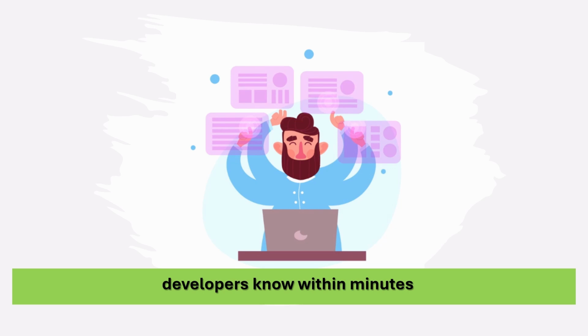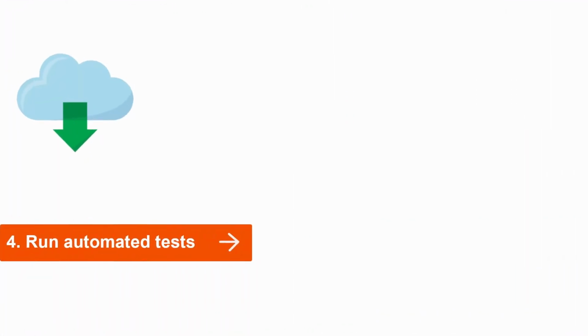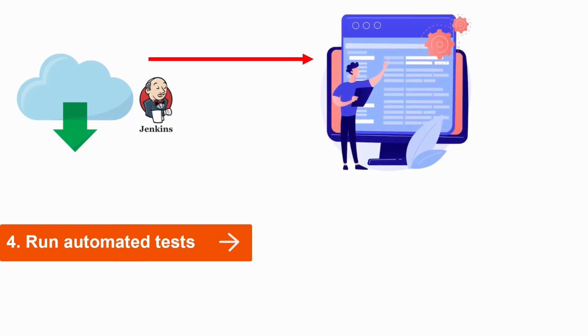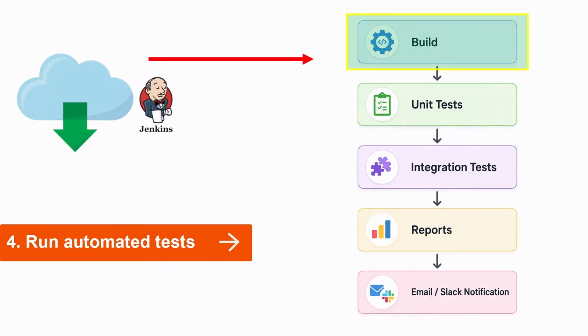Once the application has been built successfully, Jenkins must verify whether the software actually works. So this brings us to the next stage, that is automated testing. Building the application is only the beginning. Just because the software compiles successfully doesn't mean it works correctly. This is where automated testing becomes essential.